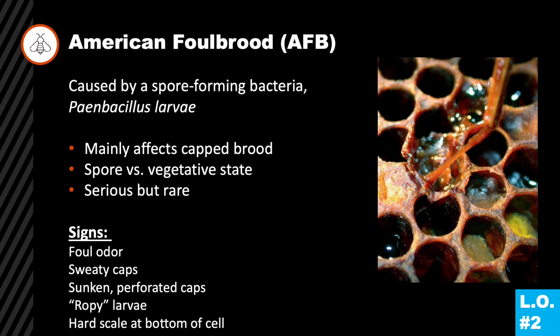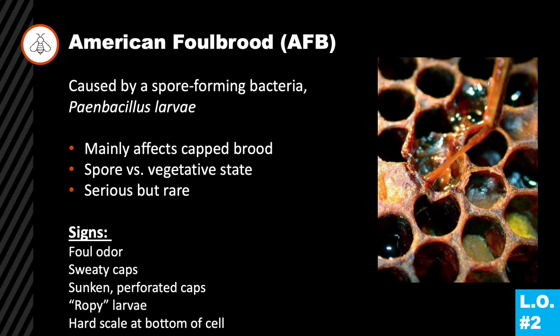The cappings can also look moist or sweaty. If you use a toothpick or a wooden stick and you perforate one of these capped cells and stir around the contents and then remove that stick, there will be a thick strand of mucus that is drawn out as the stick is being removed from the cell, as illustrated in the picture on the right. This is what is referred to as a rope or a ropey larva, and this is, as I mentioned before, pathognomonic for this disease.